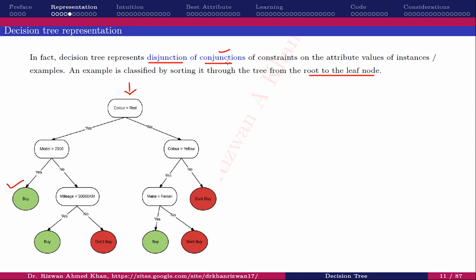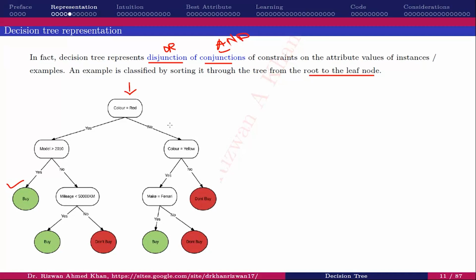Conjunction is, can anyone explain what is conjunction? Conjunction is like and, like making two conditions at the same time, trying to find a decision based on two conditions. It's like an AND, and disjunction is OR, just to make it simple. Is it clear to you guys that disjunction is or and conjunction is and?